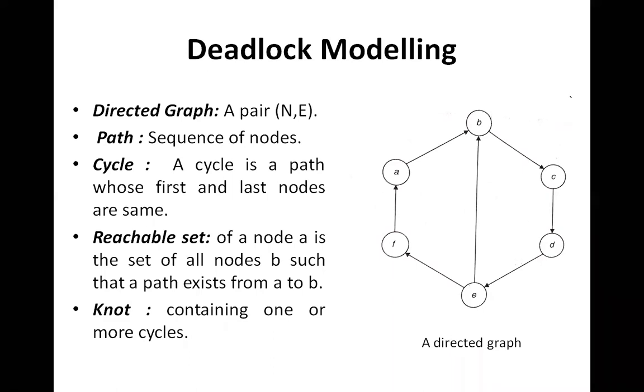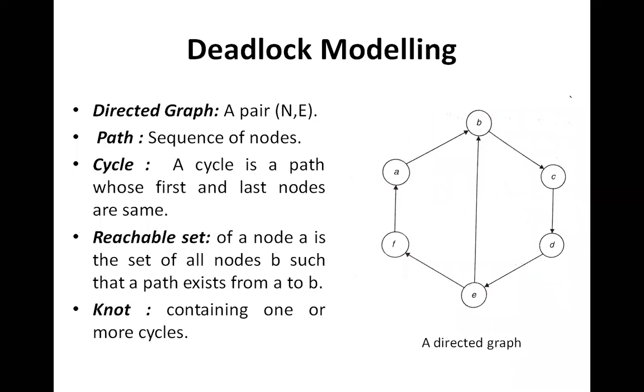A directed graph is represented as a pair, a tuple, in which one is called n and another is called e, where n is the non-empty set of nodes and e is the set of directed edges, and that is why it is called a directed graph. If a directed edge is in the form of an ordered pair AB, it means there is an edge from node A to node B.